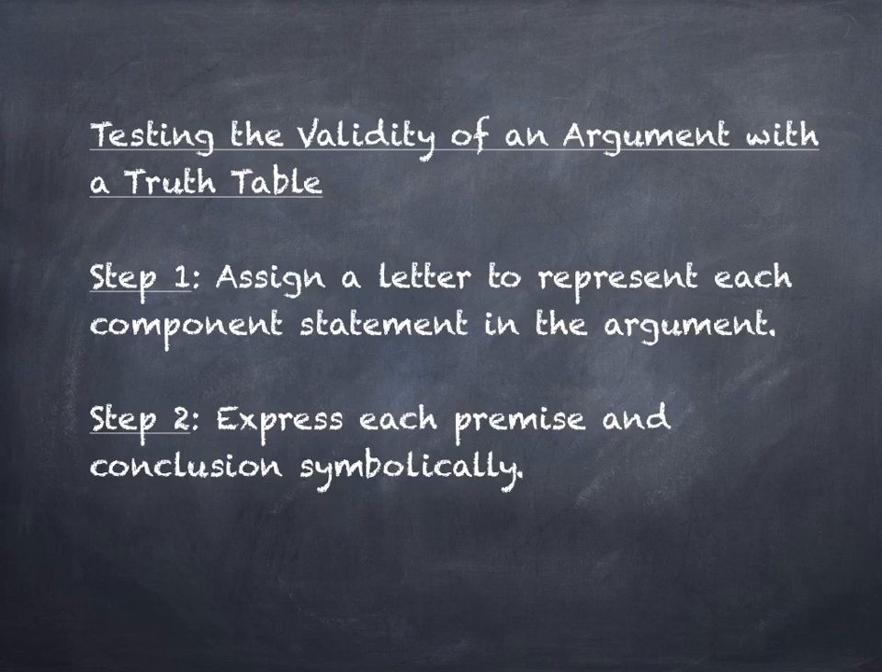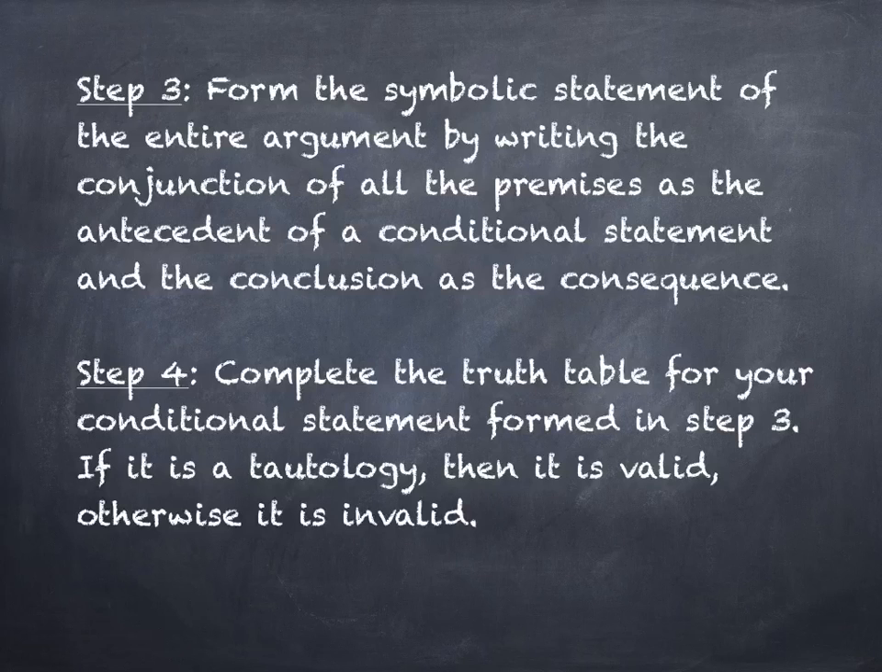Can I go to step 3? Okay, steps 3 and 4. All right, steps 3 and 4 are a little bit more detailed. And when we do them, they won't seem as wordy as they are as you're writing them. Step 3 is we're going to form the symbolic statement of the entire argument by writing the conjunction of all the premises as the antecedent of a conditional statement and the conclusion as the consequent.